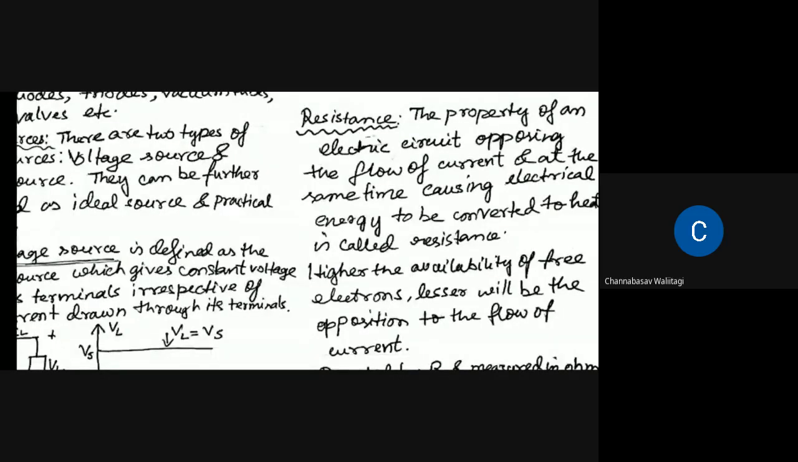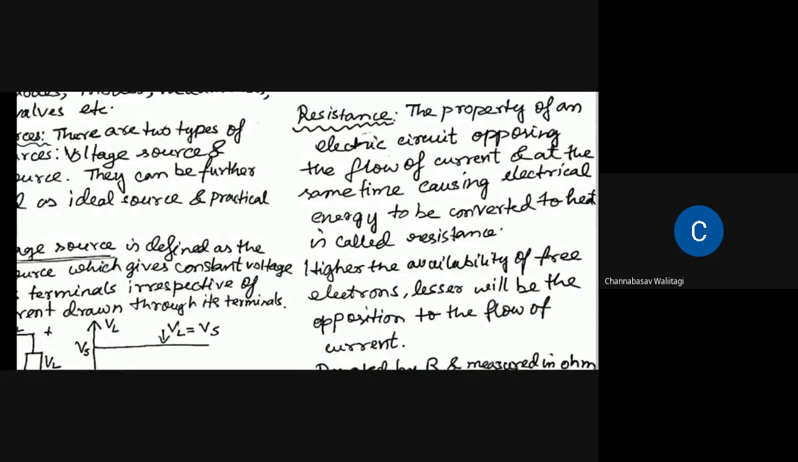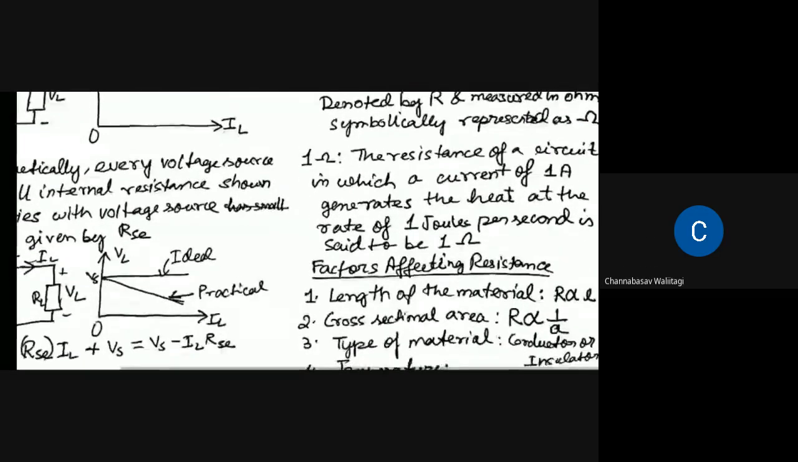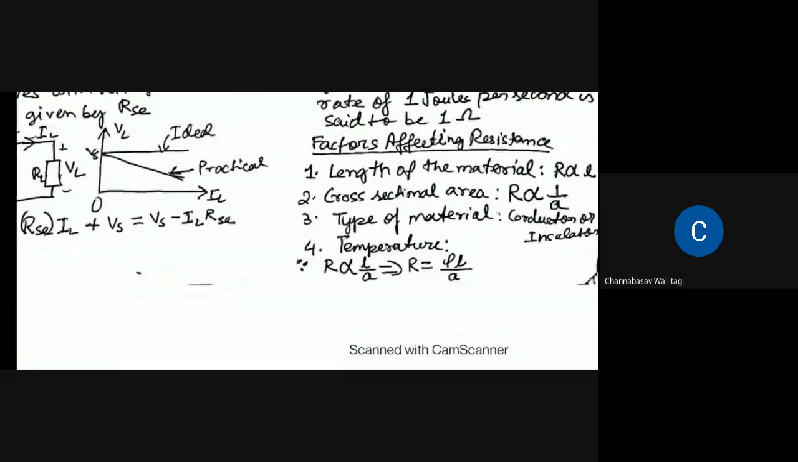So basically the property of an electric circuit opposing the flow of current, at the same time causing electrical energy to be converted to heat energy, is called resistance. Now resistance depends upon these four factors as we discussed: length of the material, cross sectional area, type of material, and temperature. And we all know R equals rho L by A. I hope this is known to you.